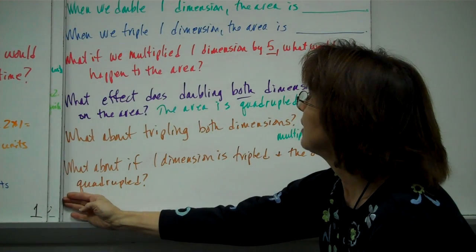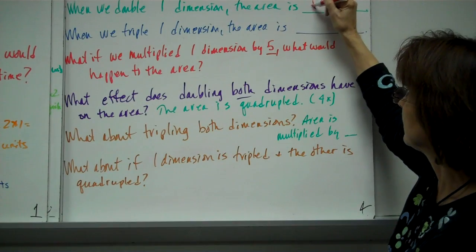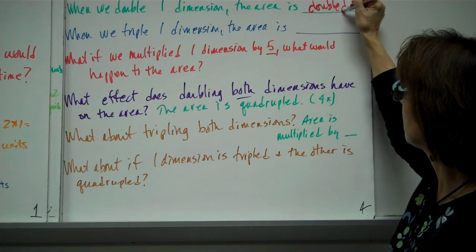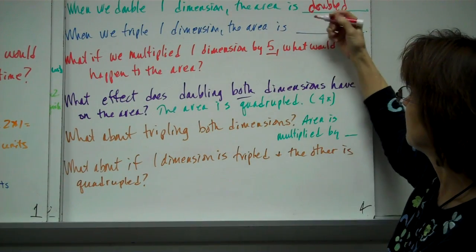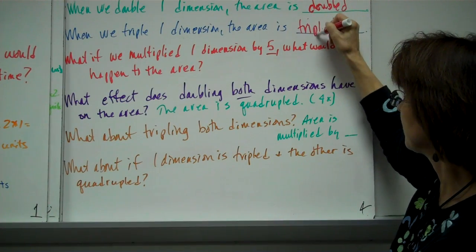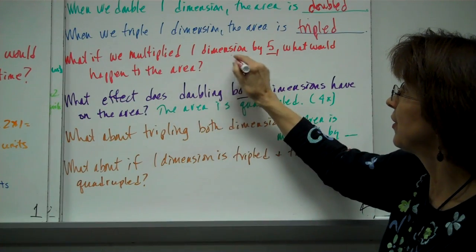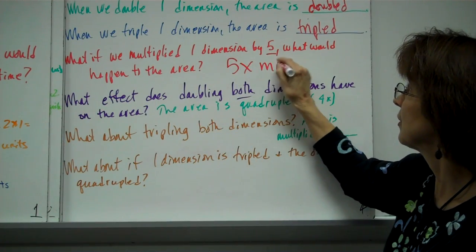Well, when we double one dimension, the area is doubled. Kind of what we just talked about. When we triple one dimension, the area is tripled. We just do one dimension, okay? When we multiplied one dimension by 5, what would happen to the area? It'd be 5 times more.